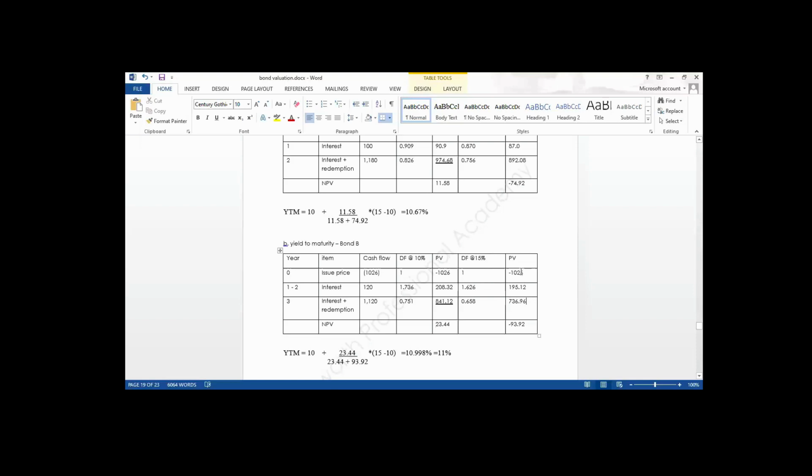Please check the multiplication. Discount factor 1 multiplied by the cash flow, negative 1,000. Next, 1.626 multiplied by 120. What do you have? Next, 0.658 multiplied by 1,020. What do you have? Please, let's check.